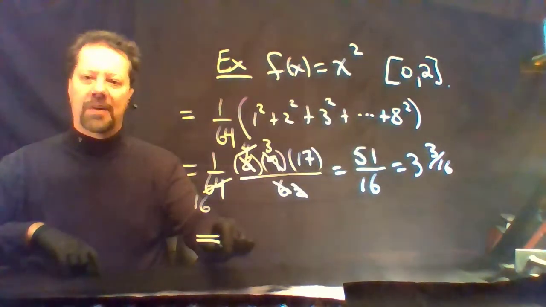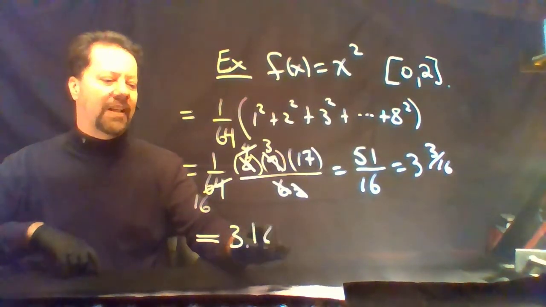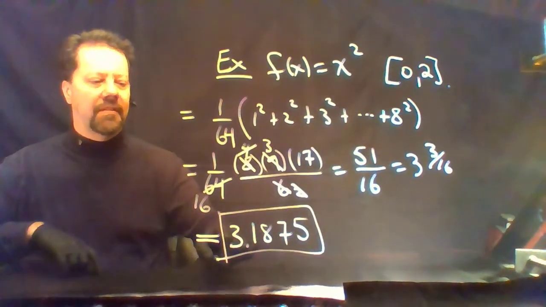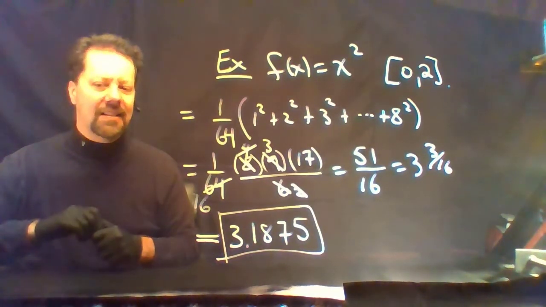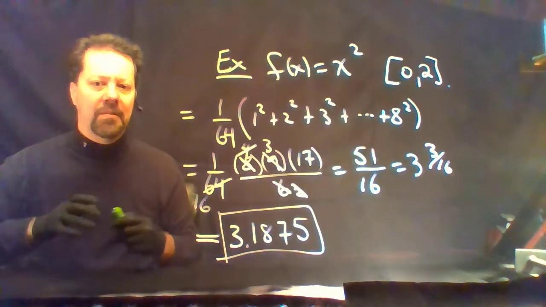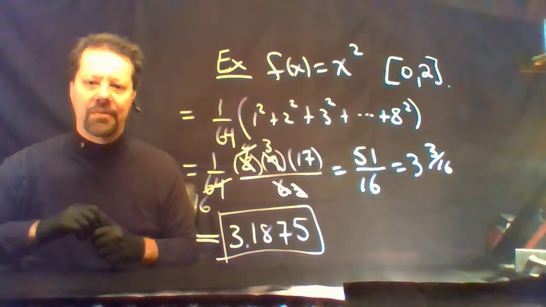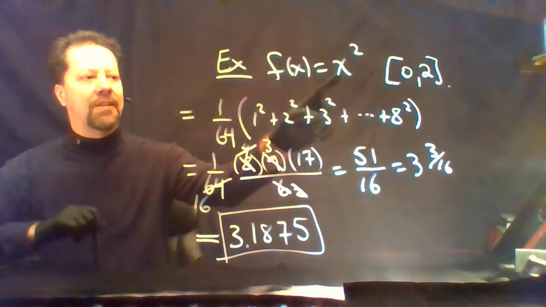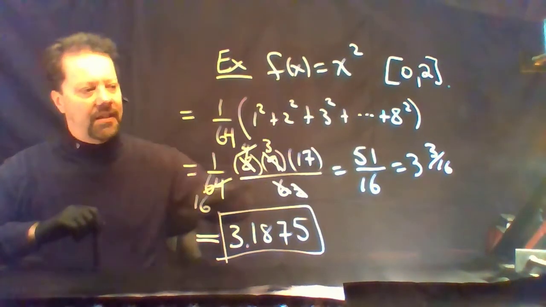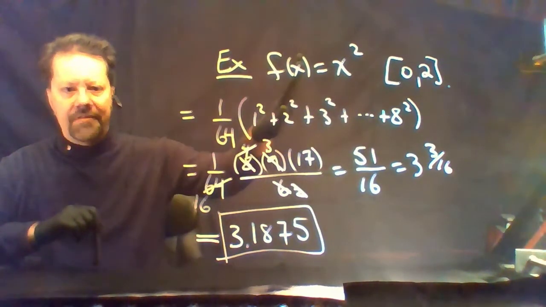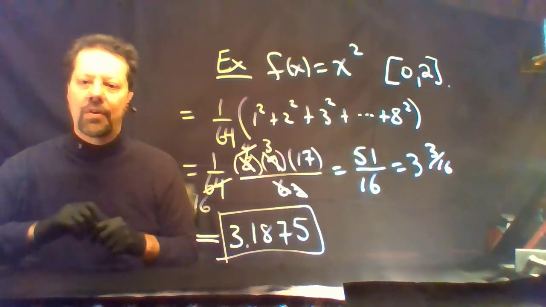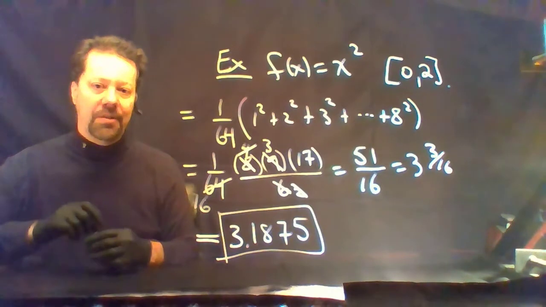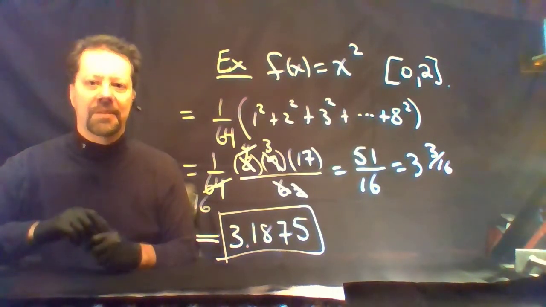As a decimal approximation, that's 3.1875. That's not the same value that we had before, but it should be closer to the real value. Remember, using these right-hand endpoints on a function like this that curves up, that's concave up, should yield overestimates for the actual value. This still should be too much, but it is better.